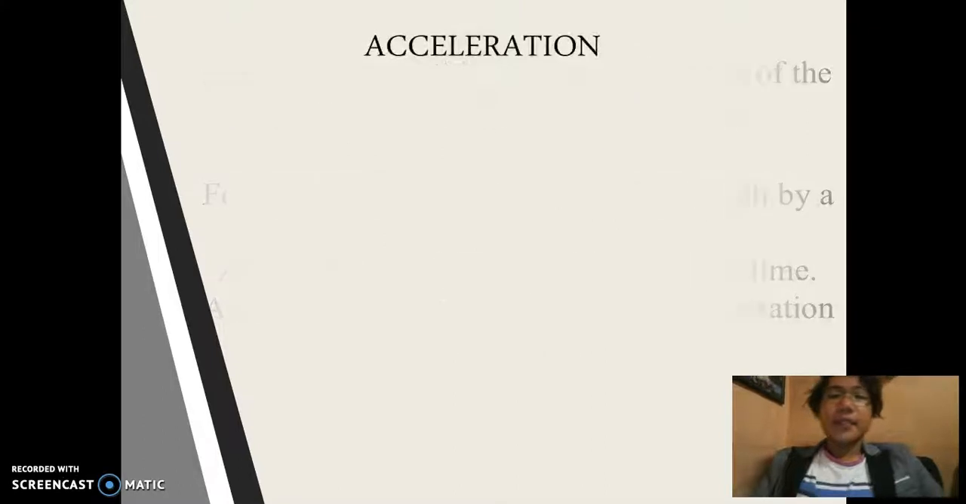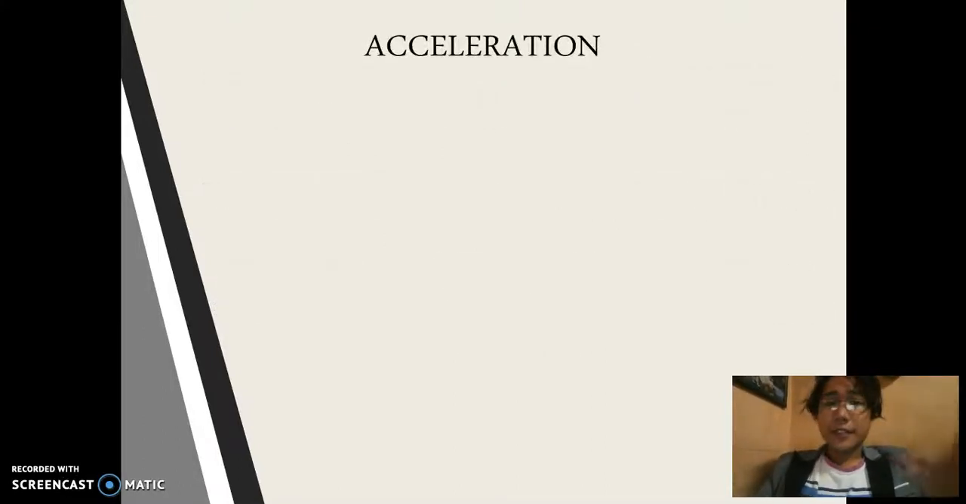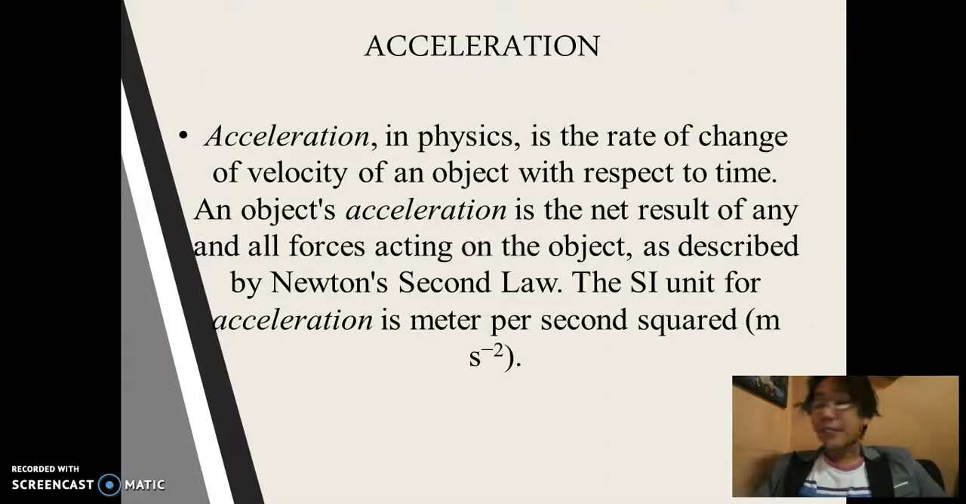Next is acceleration. So what is acceleration? Acceleration in physics is the rate of change of velocity of an object with respect to time. An object's acceleration is the net result of any and all forces acting on the object, described by Newton's second law. And what is the second law of Newton? The law of acceleration by Isaac Newton. The SI unit for acceleration is meter per second squared, as I said earlier.